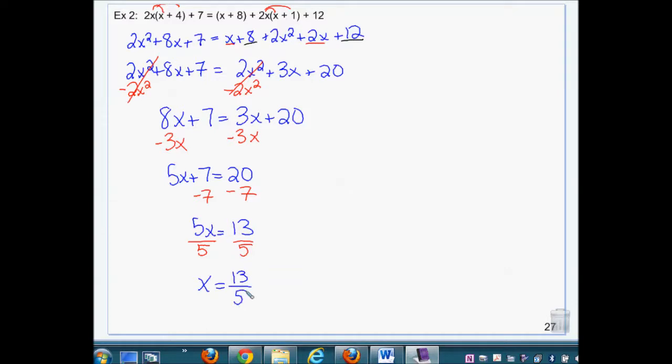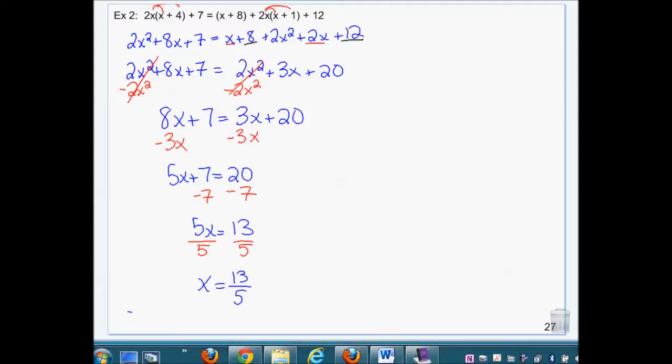Just leave it exactly like that. In the case of that, if it doesn't divide evenly and it doesn't reduce, then leave it alone. Just write it the way it looks. It's like you didn't even have to put the divided by 5, you just had to erase the x.